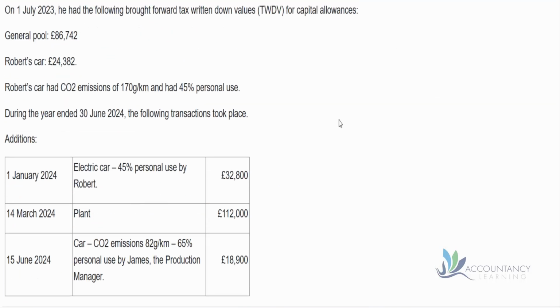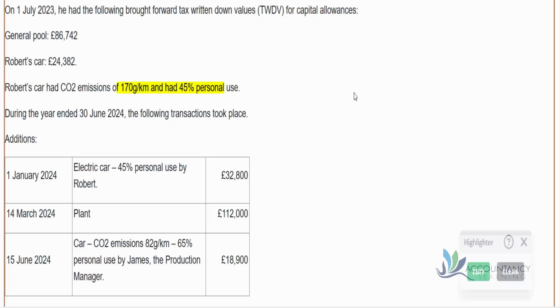We're told that Robert's car had carbon dioxide emissions of 170 grams per kilometre and had 45% personal use. So we don't need that information quite yet, but we'll come back to that a little bit later. So because we've not used it yet in our answer, we can highlight it to remind ourselves that we need to come back to it. And during the year ended 30th of June 2024, the following transactions took place.